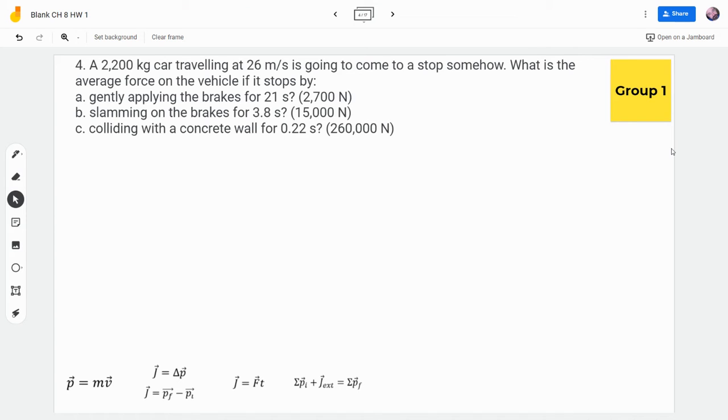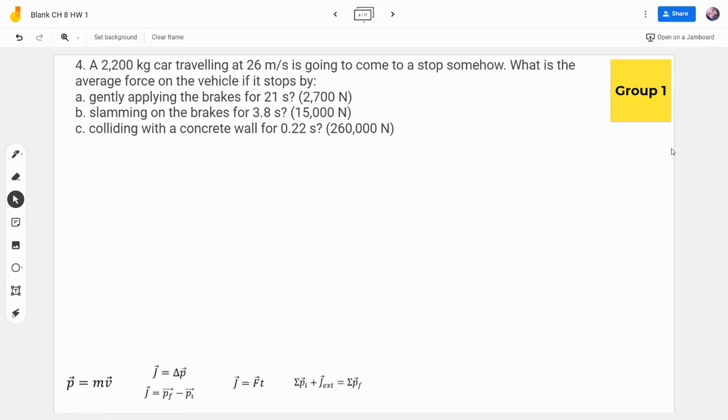This is Chapter 8, Homework 1, Problem 4. This is going to bring together some of the different ideas about momentum and some of the different equations. So what do we have going on here? We have a 2,200 kilogram car traveling at 26 meters per second, and it's going to come to a stop somehow. In parts A, B, and C, they're all starting out the same, but they're all going to come to a stop a different way.